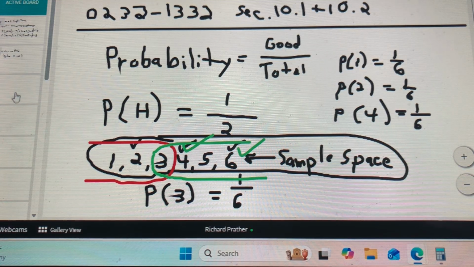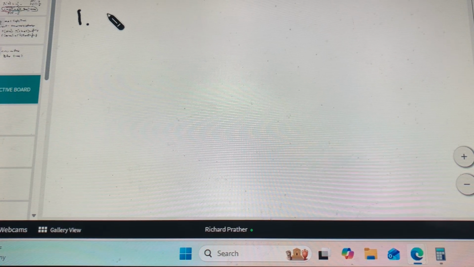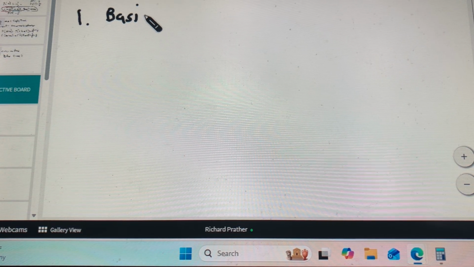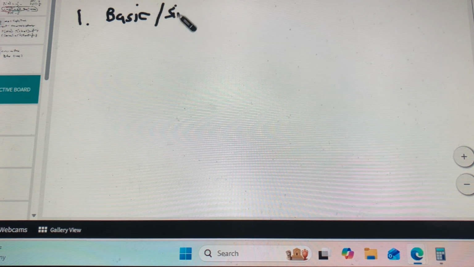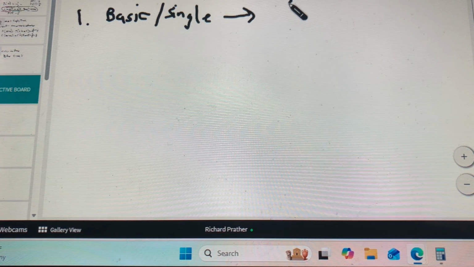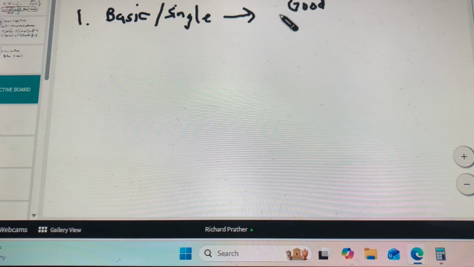So there's actually a handful of types of probability. I don't know if they're going to cover all of them in this class, but the first type of probability is what I call basic or single probability. It can be classical or empirical, because those really are the same thing. It's just how are they getting the answers. Basic or single probability is when you do the good over total that we've been doing for a while now. How many good things can happen, and divide by the total.